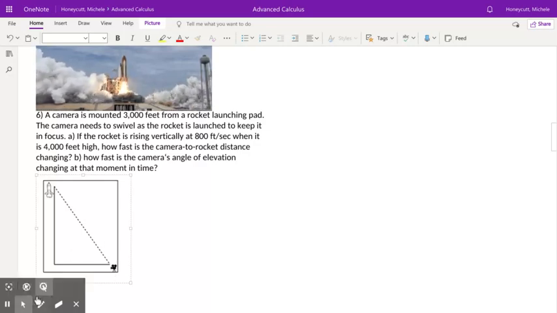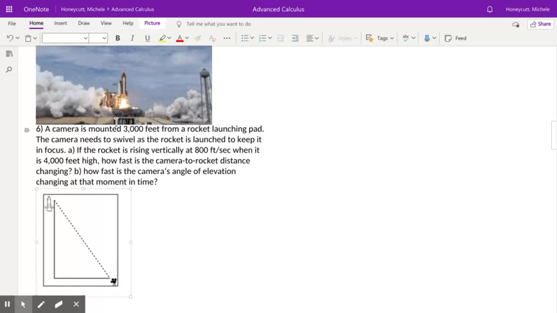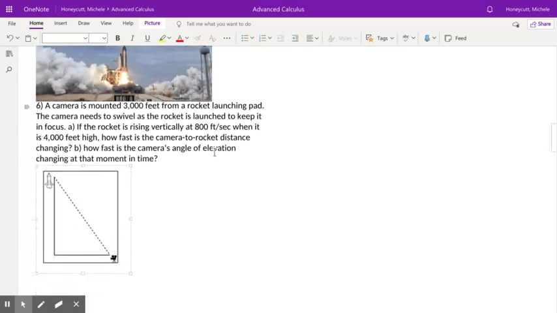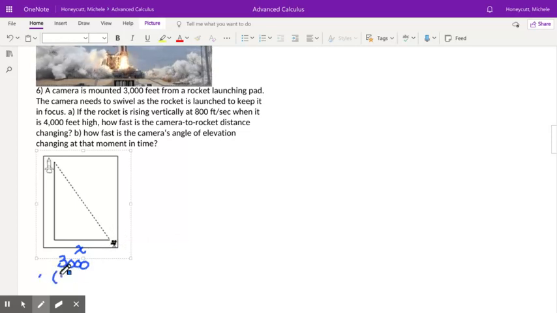Now, we are not going to do part B. We're only going to do part A, and that deals with how fast the distance from this rocket to the camera is changing every second. And it's actually going to be pretty fast. So let's look at this. Okay, so we've got a camera. It's mounted 3,000 feet from the rocket launching pad. I'm going to go ahead and label that 3,000 feet. So from here to here, let's label this distance x. It's 3,000 feet. Now, this camera is not going back. It's only swiveling. So this 3,000 feet is constant. That does not change.